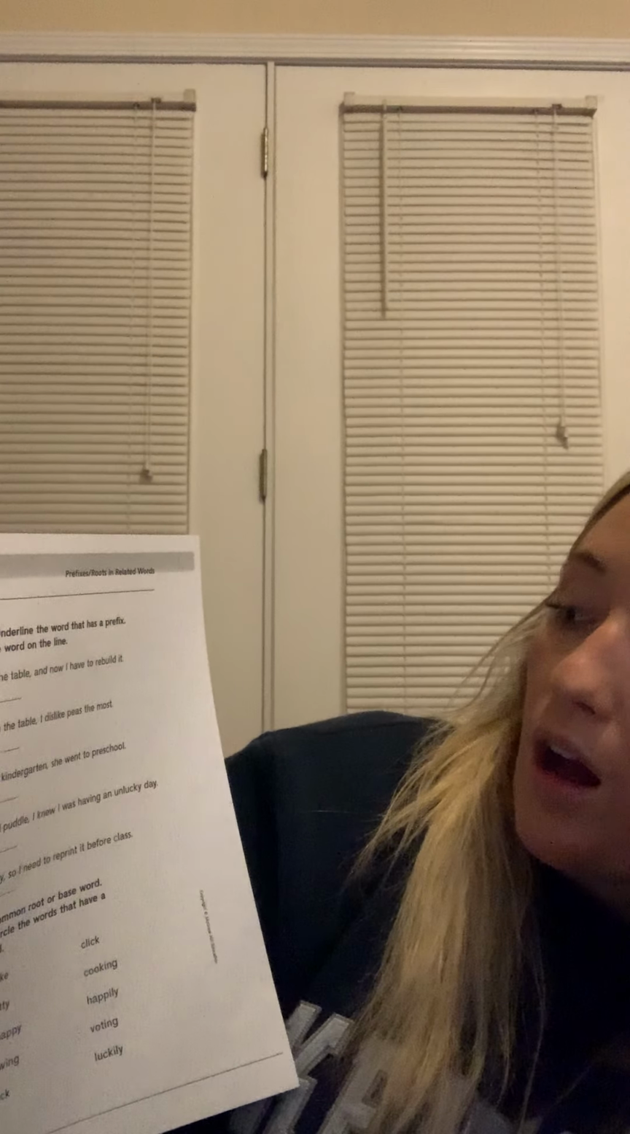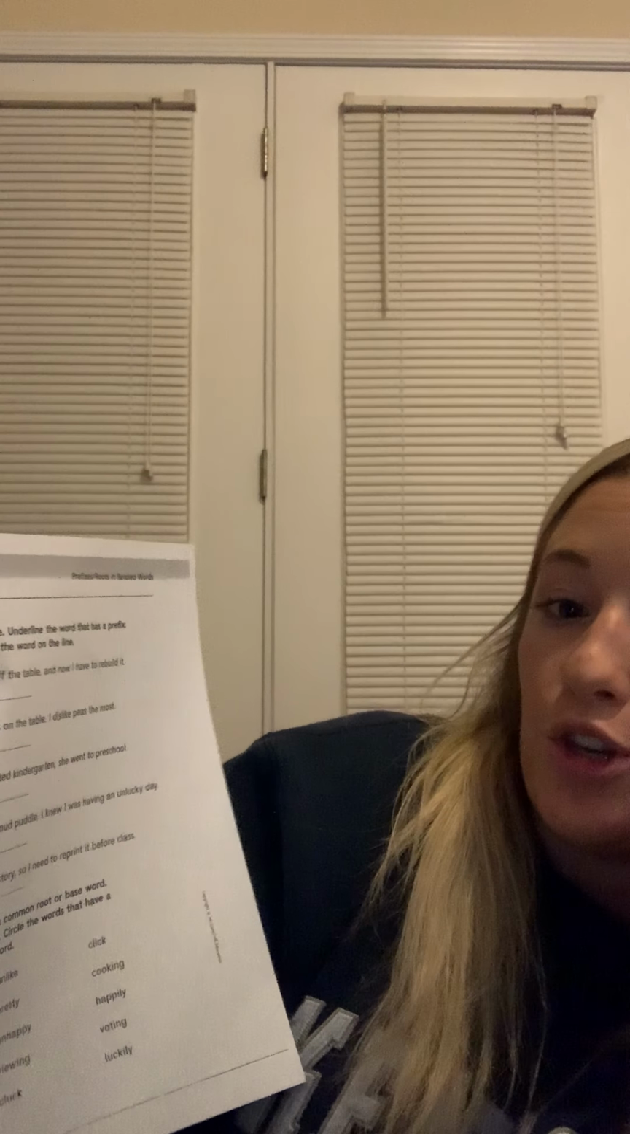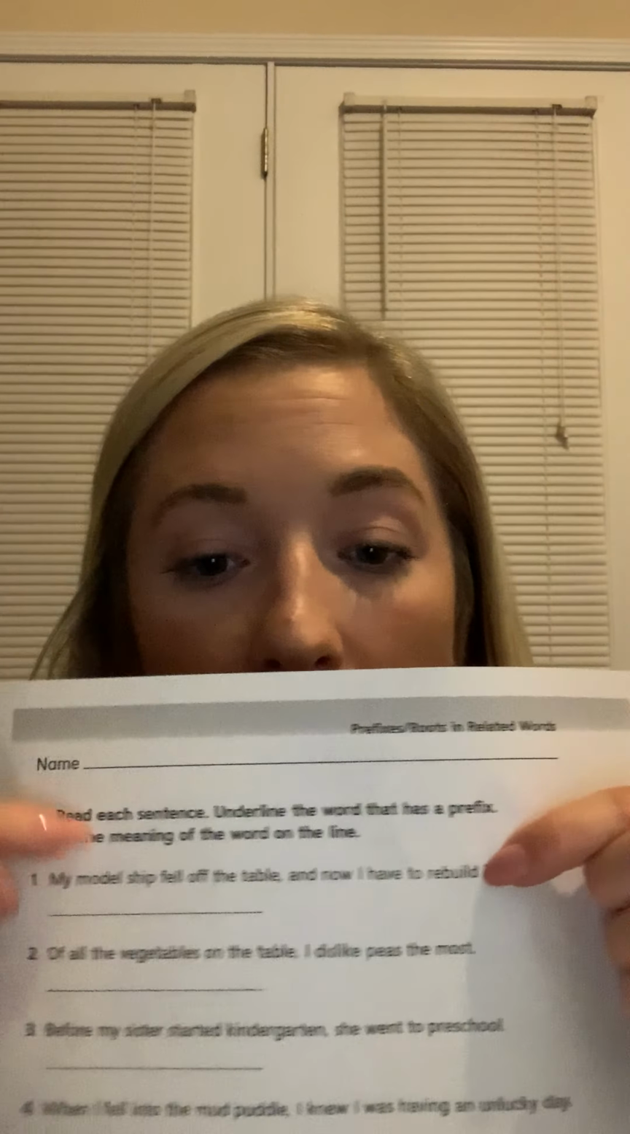Up here, you are to read each sentence and underline the word that has the prefix, okay? So if I read this sentence, my model ship fell off the table and now I have to rebuild it. So I'm going to circle it and then I'm going to write it here on the line. You're going to do that for the rest of them, okay?